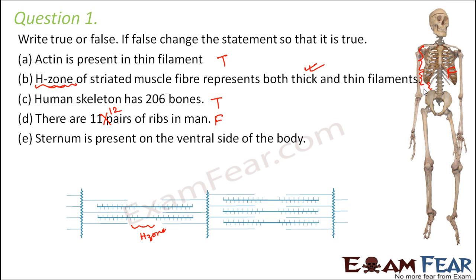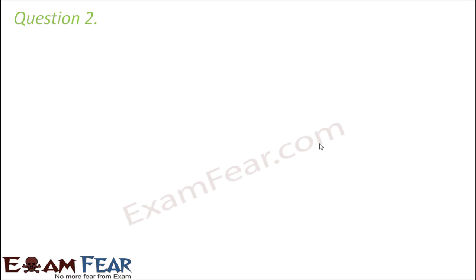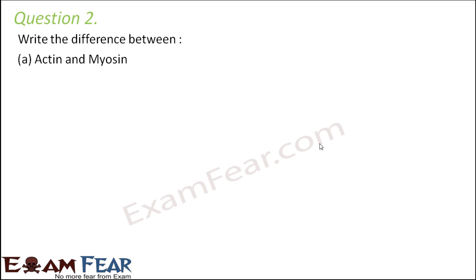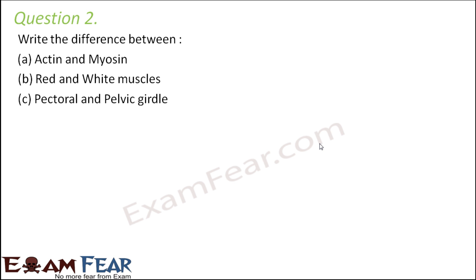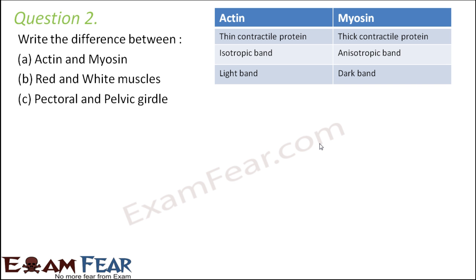Sternum is present on the ventral side of the body. Yes, true. This is sternum. This part is sternum. So, it is true. Let us look at question number 2. Write the difference between actin and myosin, red and white muscles, pectoral and pelvic girdle. So I have taught you about each of them. Let us quickly look at the difference.